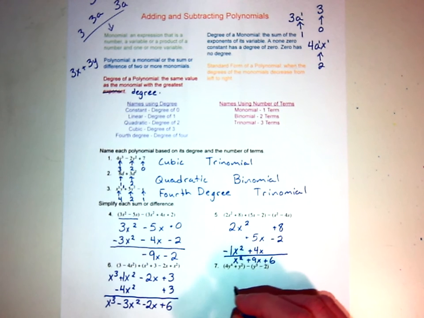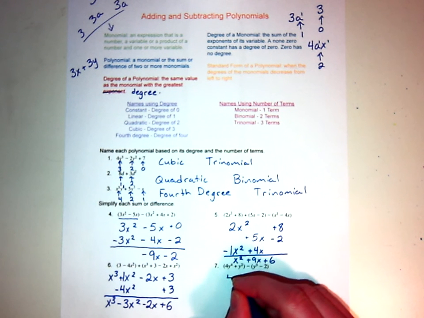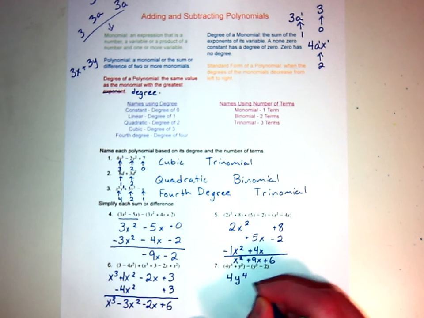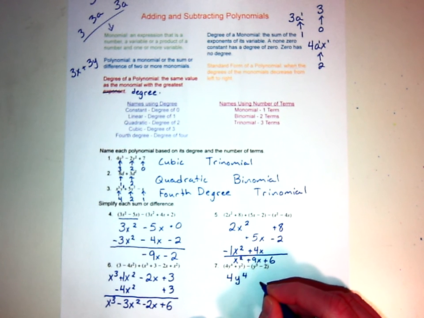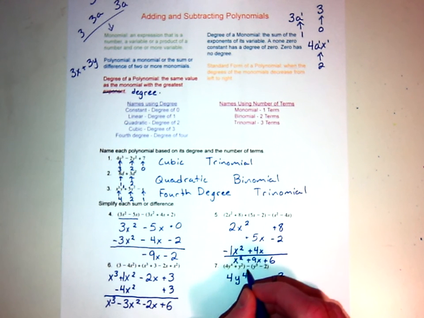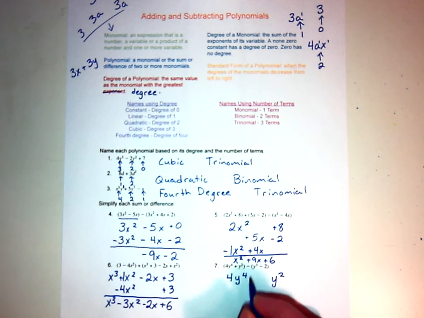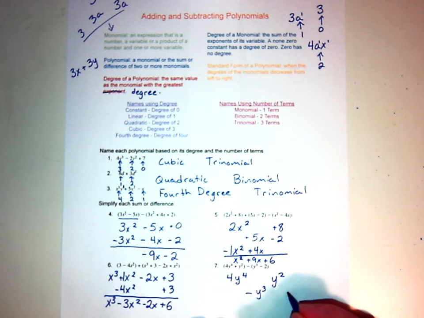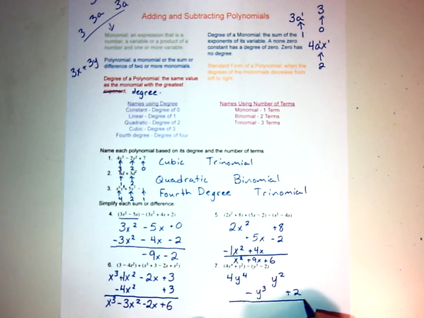I have 4y to the 4th. Okay, I'll leave a spot for the y to the 3rd in case that shows up. I'll do y to the 2nd. Okay, and then it's minus. So remember what we have to do. I have to flip the sign. So if this is positive y to the 3rd, I need to make it negative. And then if this is negative 2, I need to make it positive. Notice I don't have anything to the first degree. Okay, there's no y, so I don't need to leave a space for it since there's no y.